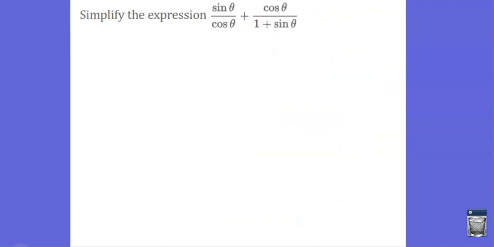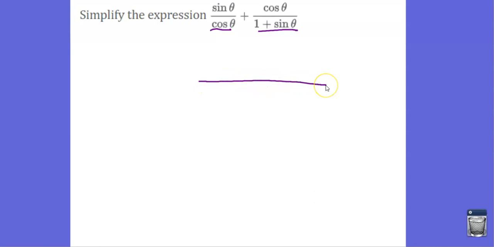All right, let's look at another one. We want to simplify this expression: sine over cosine plus cosine over 1 plus sine of theta. A lot of these things are going to be the exact same thing. We have two fractions we have to add together, so we're going to get a common denominator. Between cosine and 1 plus sine, the common denominator is literally cosine times 1 plus sine.